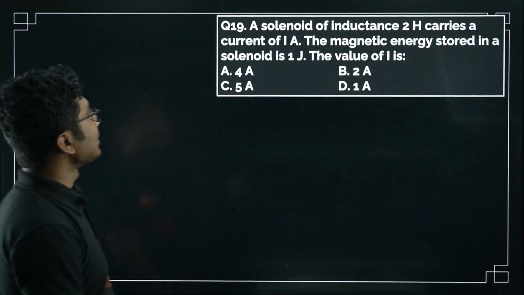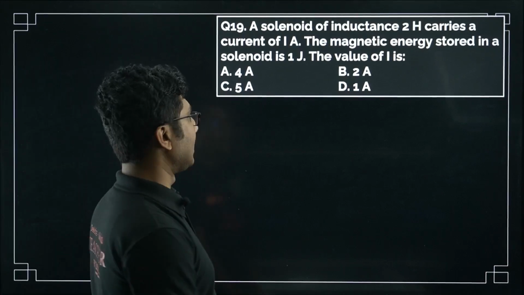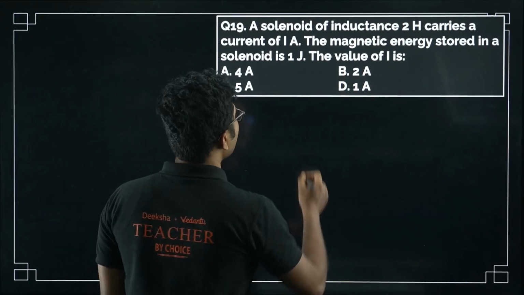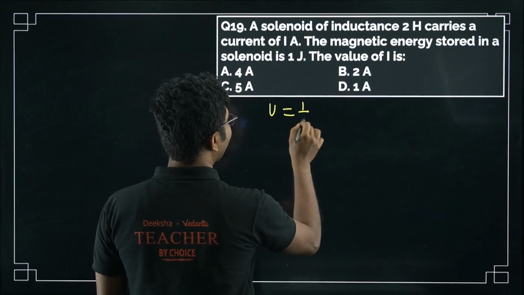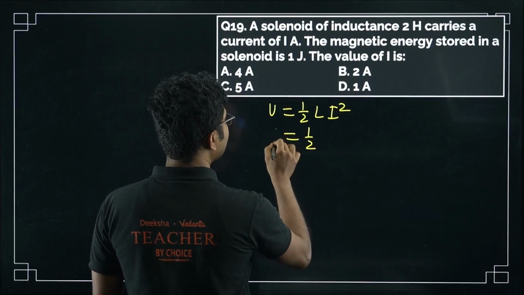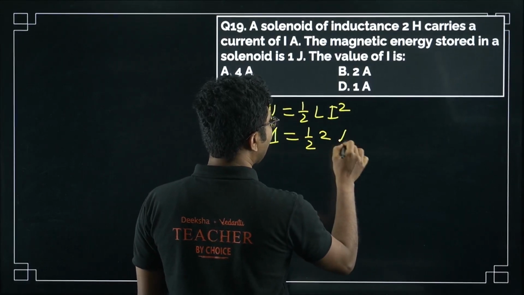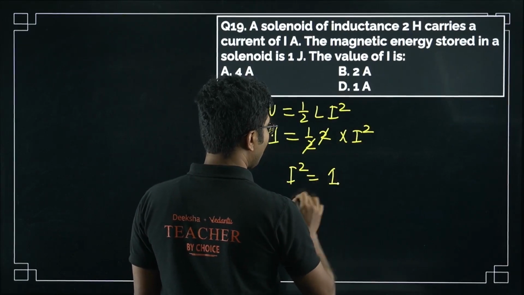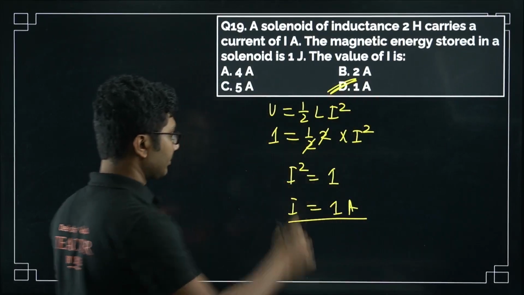Next question. A solenoid of inductance 2 Henry carries a current of I ampere. Magnetic energy stored in the solenoid is 1 joule. The value of I is. So what is the formula for magnetic energy? Magnetic energy is half L I square. Okay, half, energy is 1 joule. L is 2 Henry and I is I square. So you cancel. So I square equals 1, or I equals 1 ampere. Okay, so correct answer is 1 ampere.